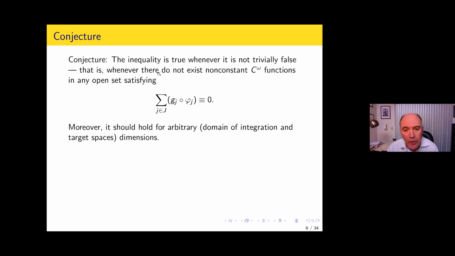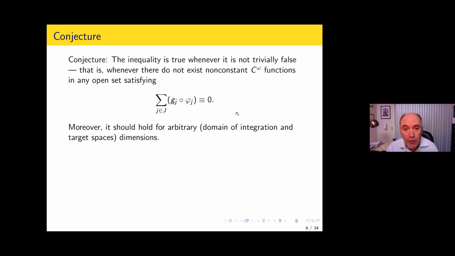And trivially false means that there exist non-constant real analytic functions in some open set for which this sum vanishes identically. If you have such a thing, then again, you can form e to the i lambda g_j f_j, and then you'll get the same phenomenon. The integrand will be identically 1, and the negative order Sobolev norms will tend to 0.